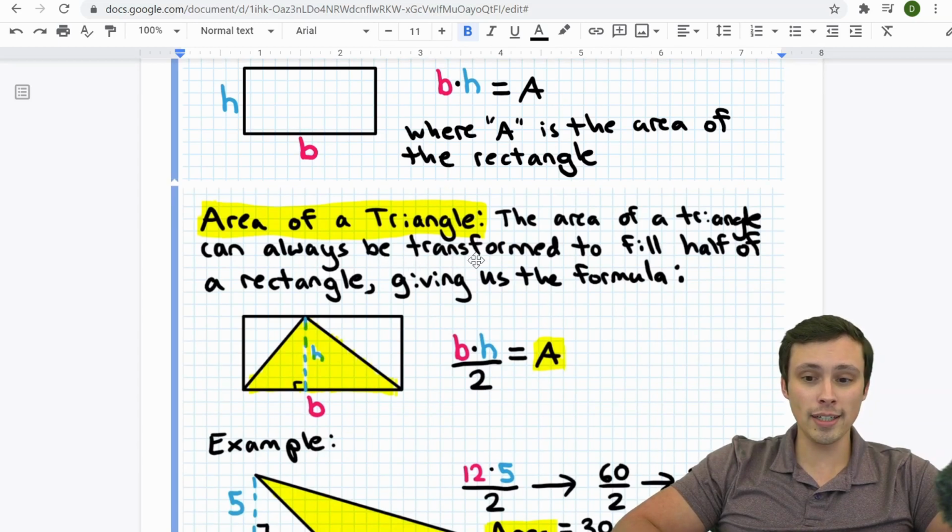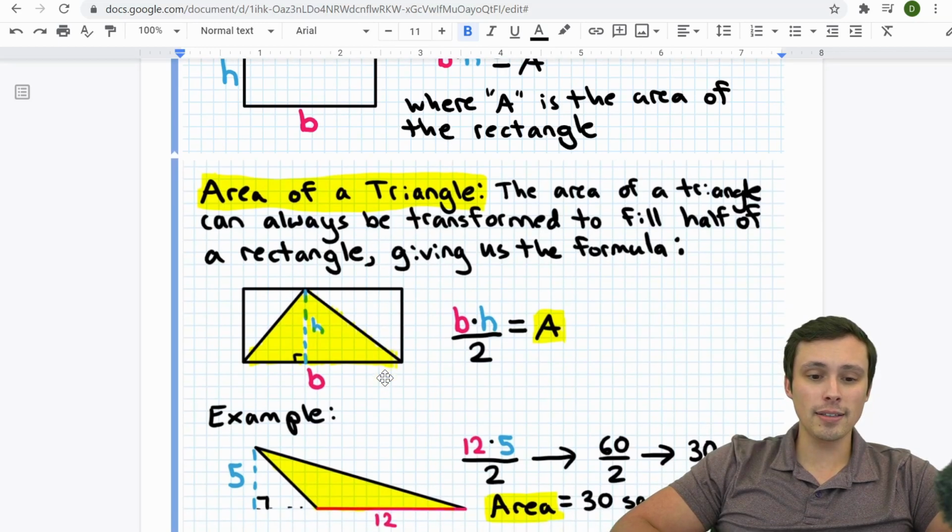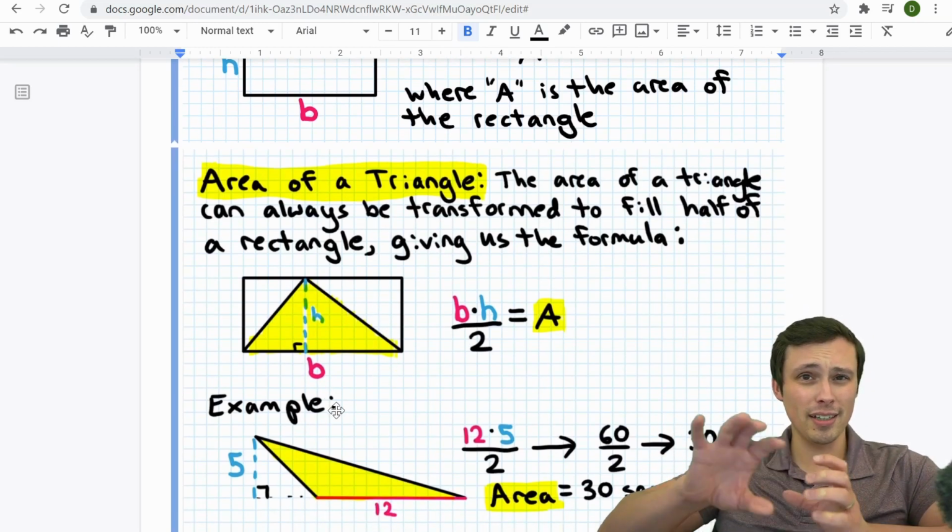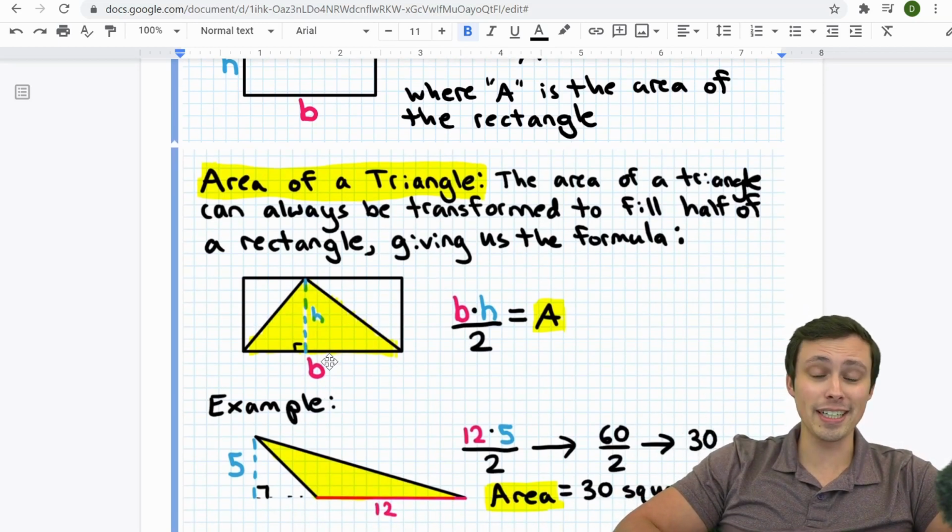Now, the area of a triangle is half of that. It's the base times the height divided by 2, because a triangle could always be arranged to fill half of a rectangle fitting around it. And sometimes you have to cut it up and slide it a bit to do that, but it can always be done. And because of that, you get base times height divided by 2, but the height is not usually a side length unless it happens to be a right triangle.